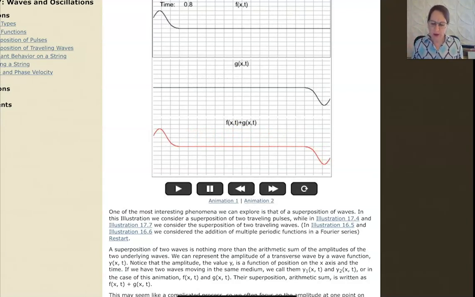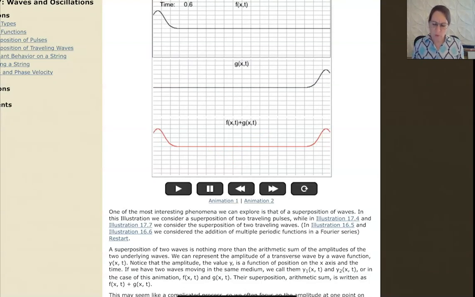Here's what happens when one is high and when one is low, and notice when they start to overlap, right now they're going to overlap, and we get this when they're exactly overlapped. Notice they cancel each other out. This is called destructive interference. So this is an example of destructive interference.